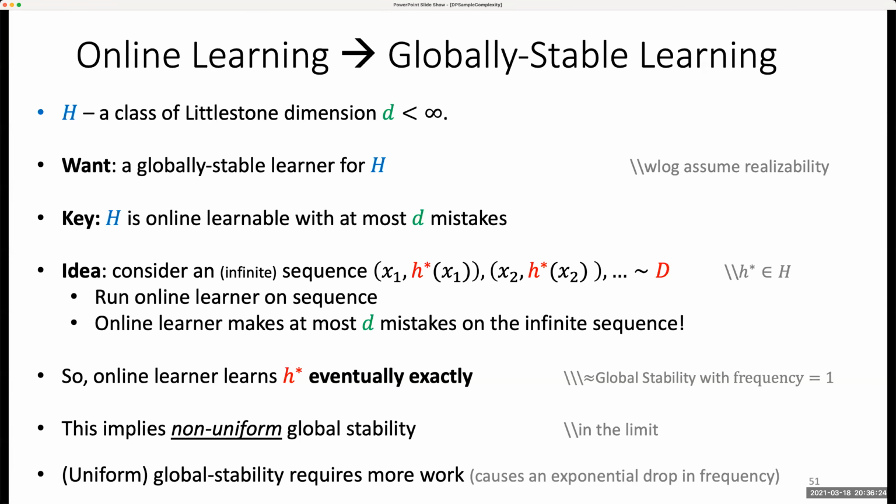And in particular, it causes an exponential drop in the frequency. Instead of 1, you get like 2 to the minus Littlestone dimension, which is the reason for the exponential sample complexity bound. Okay, so this is the high level idea, and I think this gives a fairly good intuition of why this should be correct, at least.